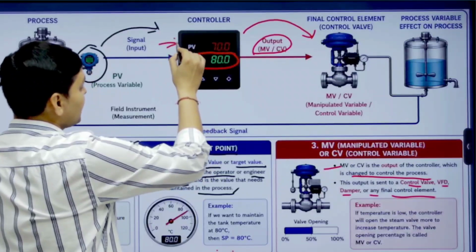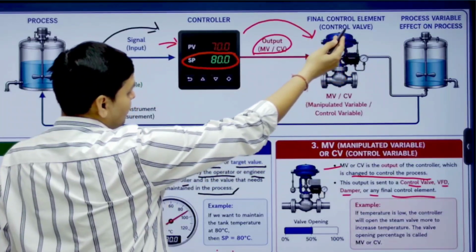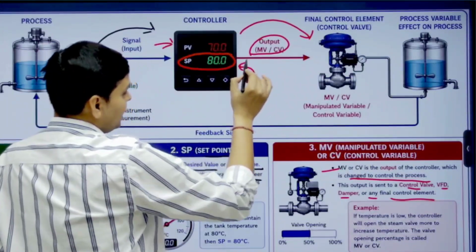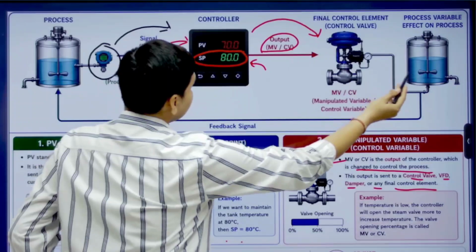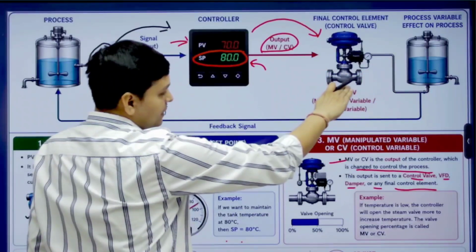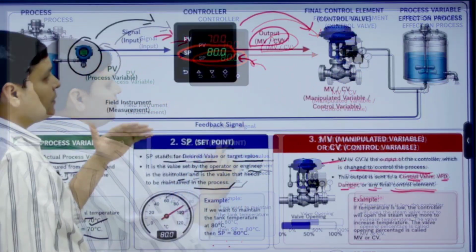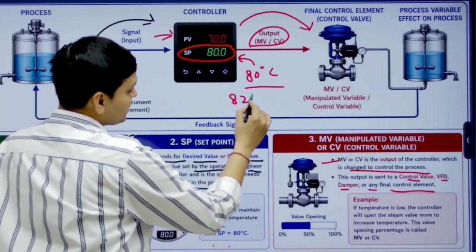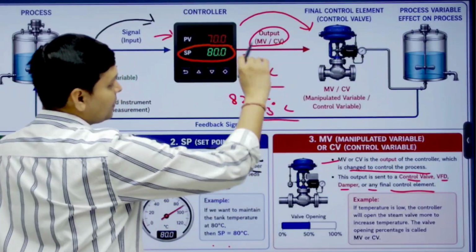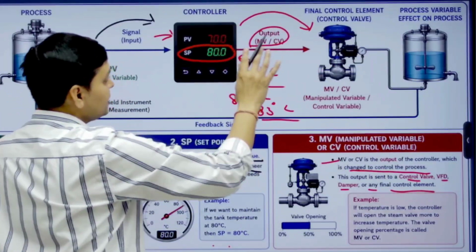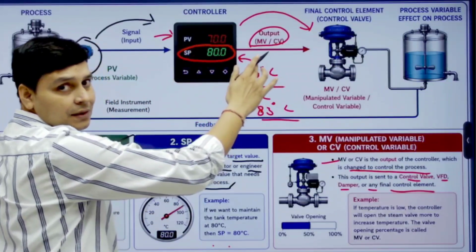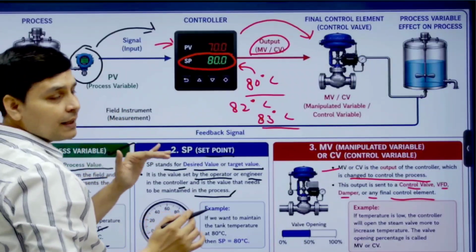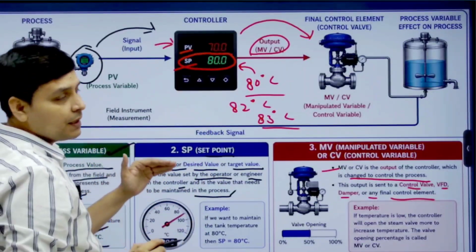Suppose temperature is low, then the controller will send the output to the control valve and the control valve will start opening and it will maintain at 80 degrees Celsius. If the temperature is maintained at 80 degrees Celsius, it will stop opening. If the temperature becomes more than 80 degrees Celsius, suppose it becomes 82 or 83 degrees Celsius, then the control valve will start closing, because the controller will send the signal to close the control valve. The main aim of the controller is to maintain the process variable near the set point or at the set point.